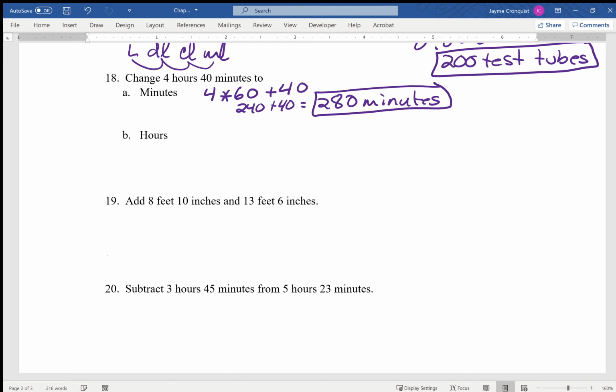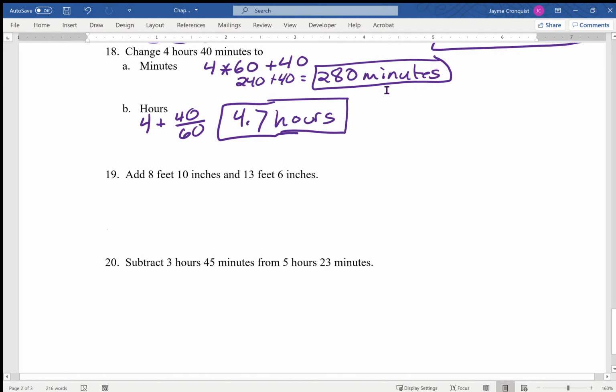Now to change it to hours, it's going to be 4 plus the 40 divided by 60, because it's 40 60ths. 1 minute is 1/60th, so if we have 40 minutes, we have 40 60ths. So I put that in my calculator. 4 plus, well, actually, isn't it 4 divided 6 because of the zeros? And we have 4.666666, whatever. 4 point, well, it said 1 decimal place. Hours. There we go. All right, number 19.